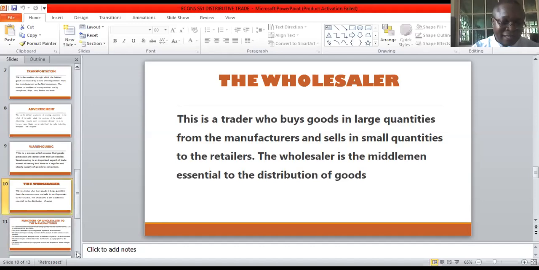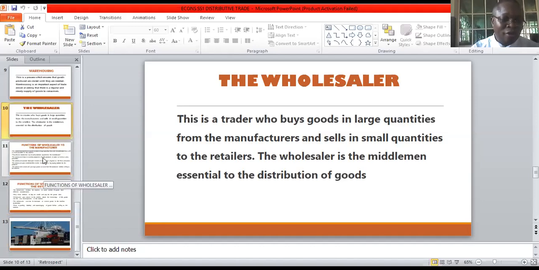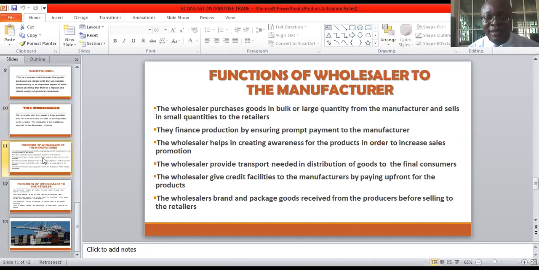Then we are going to look at the functions of the wholesaler to the manufacturer. Number one, the wholesaler buys goods in large quantity. You must know the meaning of wholesaler. A wholesaler buys goods in bulk or large quantity from the manufacturer and sells in small quantity to the retailers.